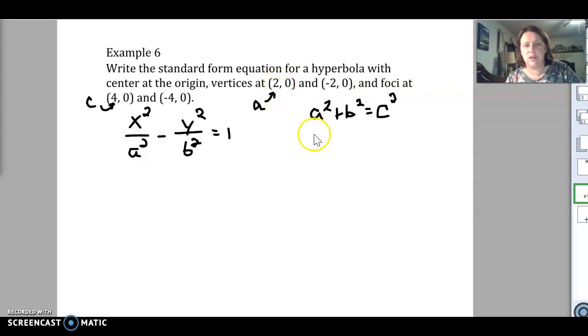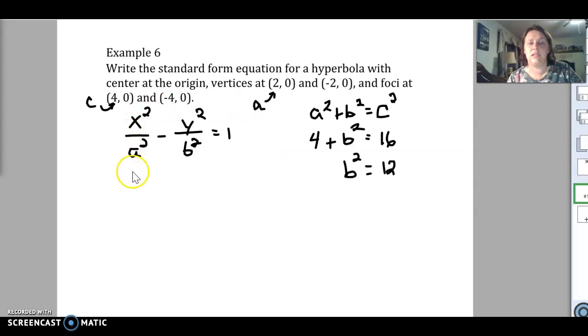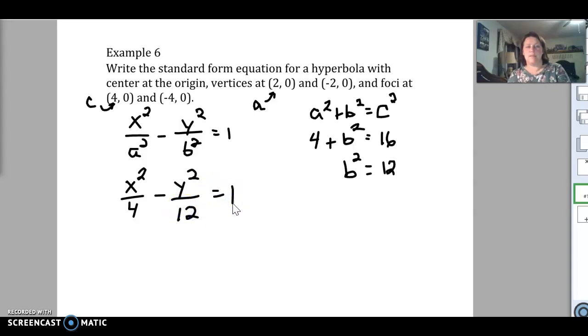So 2 squared would be 4 plus b squared. And then 4 squared is going to be 16. So we would end up with b squared equals 12. b equals the square root of 12, but what we really need is b squared, so we'll just leave it there. So we have x squared over a squared, which is going to be 4, minus y squared over 12 equals 1. And that's our final answer.